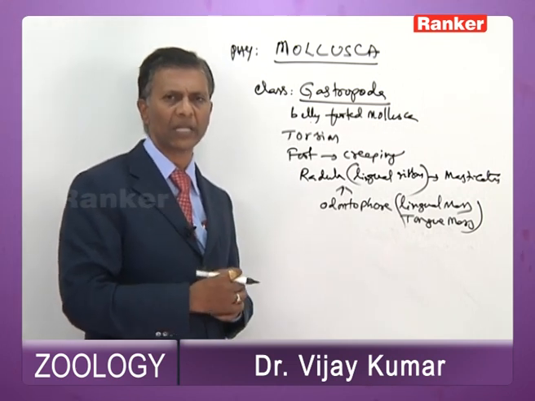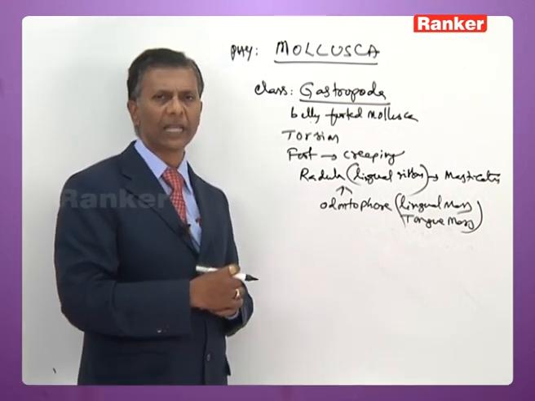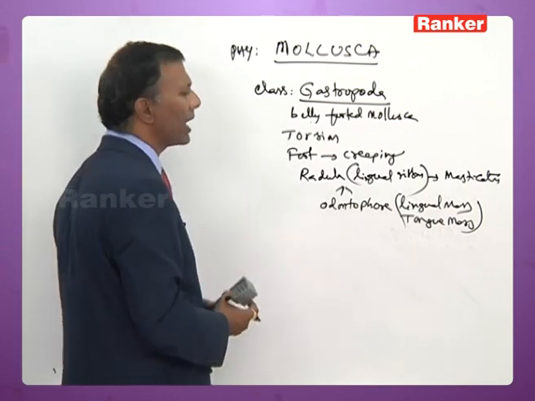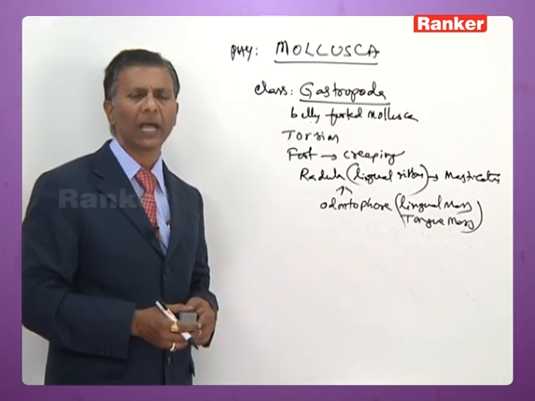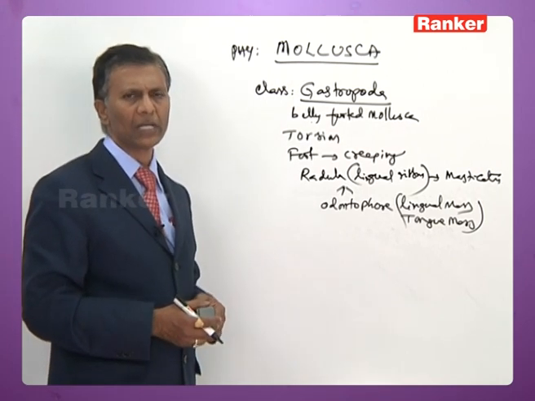A few of them are bisexual, like Aerophanta, a snail which is bisexual. Gastropods have 2 kinds of larvae. Some of them have veliger and some have trochophore.